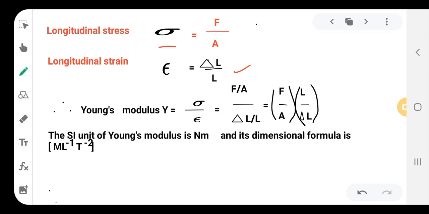Young's modulus is the ratio of these two, that is, longitudinal stress by longitudinal strain, (F/A) by (delta L upon L). So it will be F/A into, this denominator L comes in the numerator, L upon delta L. This is known as the Young's modulus. Its unit is Newton per meter squared, and its dimensional formula is M L^-1 T^-2. So we will see this experimentally also. Young's modulus will always be in the lengthwise direction, that is, the stretching of the wire.